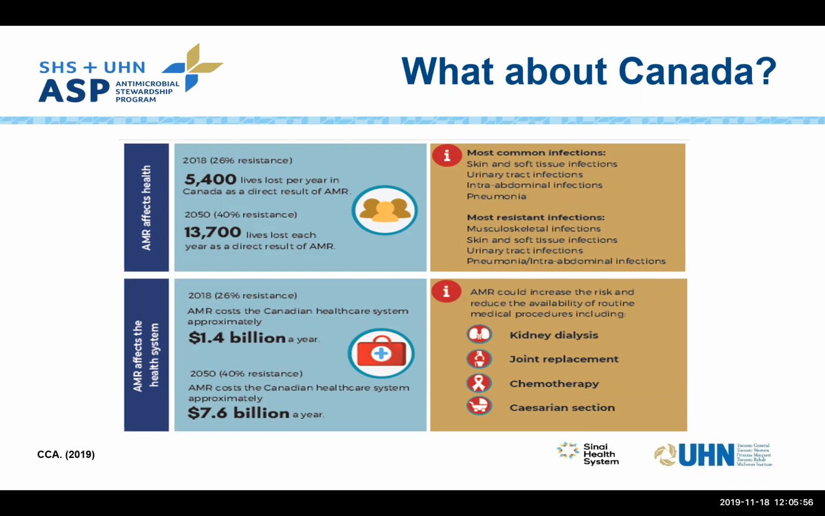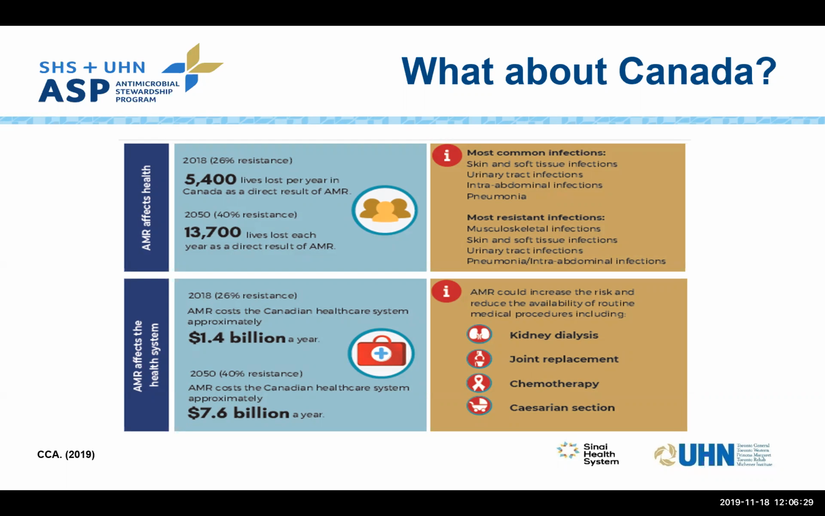If we're looking at the cost associated with AMR here in Canada, the overall cost in 2018 was $1.4 billion, and it is estimated that if the resistance rate is at 40%, the overall cost will jump to $7.6 billion a year. When we look at the deaths attributed to AMR in 2018, we had 5,400 lives lost per year in Canada as a direct result of AMR.